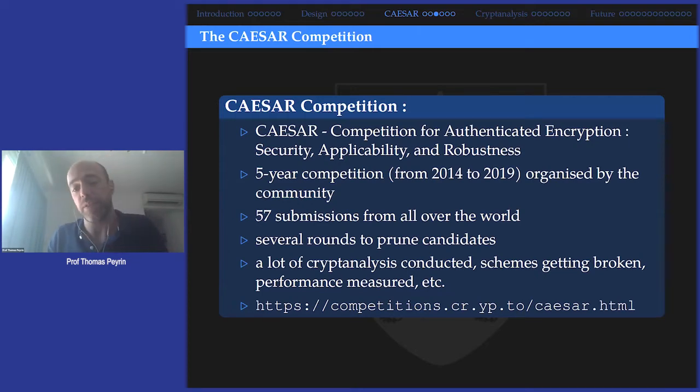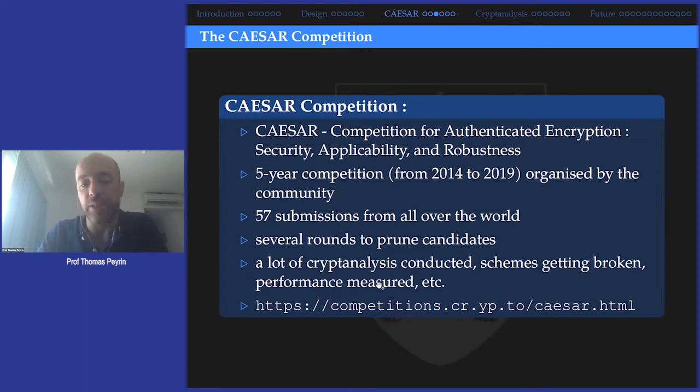Then what happens for this competition? It goes through several rounds. Roughly every year you get one round, and every year you cut some candidates. You remove them because maybe they were not secure. Someone came up with an attack and said, okay, you can see this cipher is not behaving how it's supposed to be behaving. So it's removed. Or maybe some candidates were secure, but they were not efficient enough compared to the other candidates, so they also got removed. It can be for various reasons. So after many, many rounds, in the end, you get a few winners.